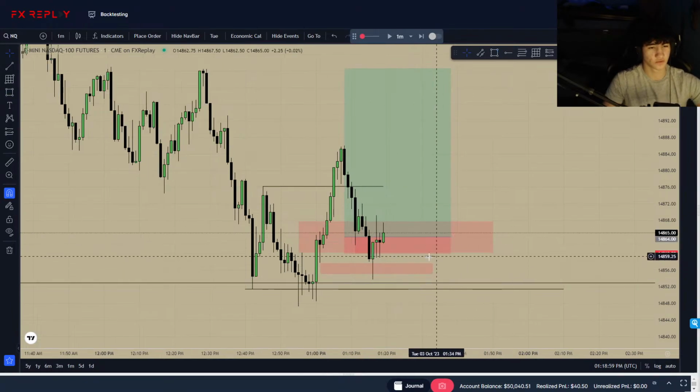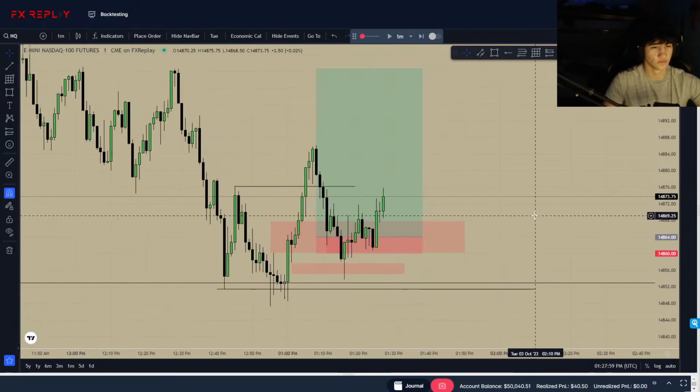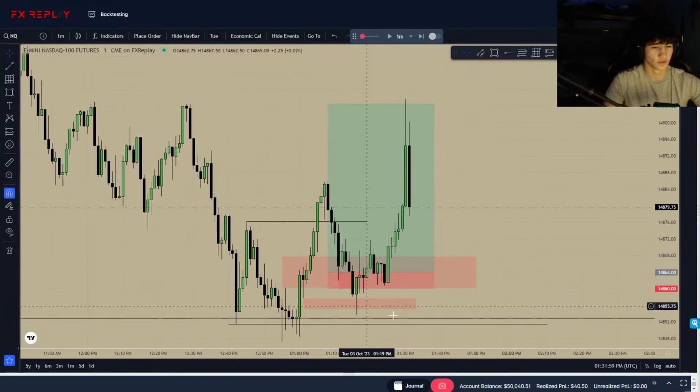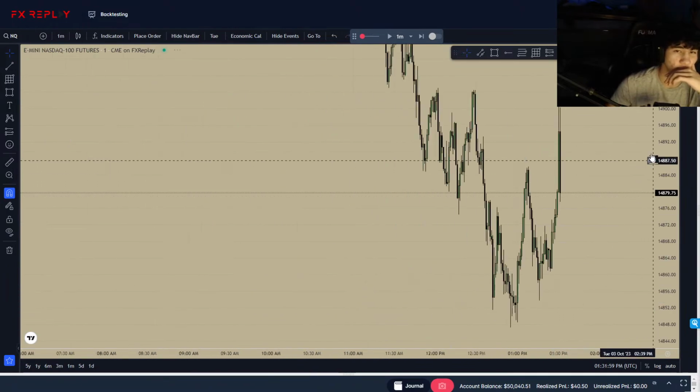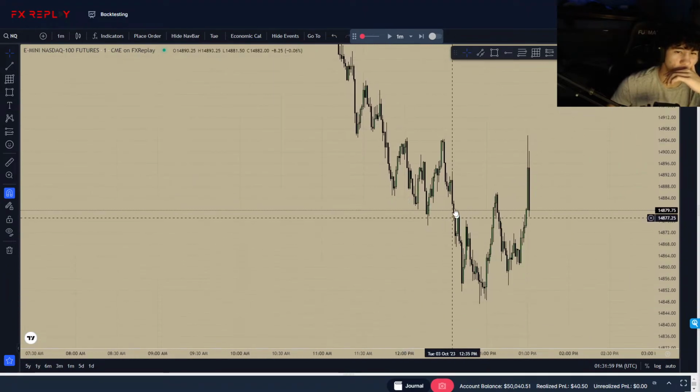Oh, this looks so good for longs. Let's just see it. Yeah, that looks so good for longs. This 1 minute fair value gap should have been a real entry. I think I failed to spot that one though, so it's kind of my bad. And now you can.